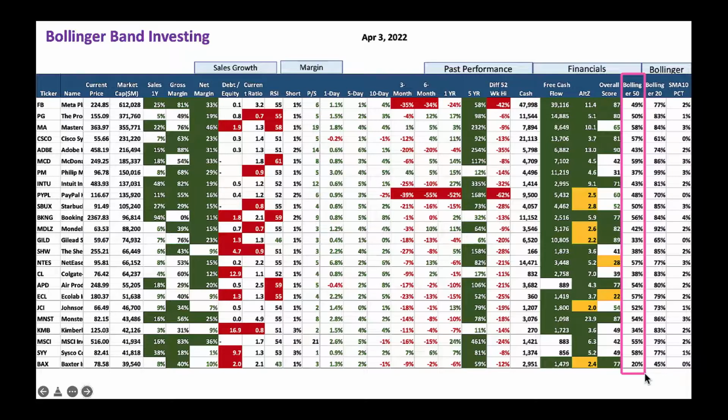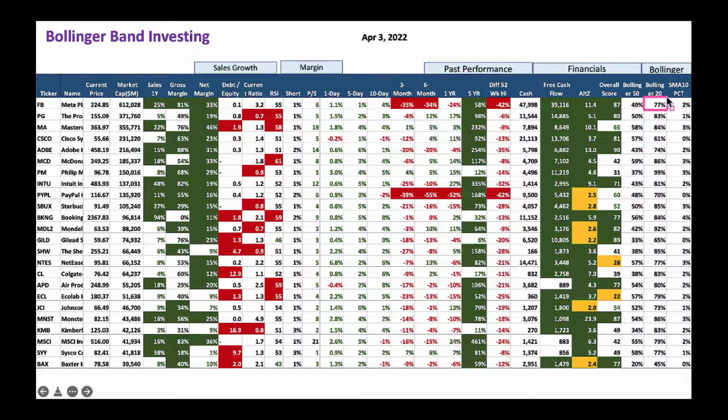And one more thing I also look at is Bollinger Band 20. See, where is it at when compared to Bollinger Band 20? Look, when it comes to Facebook or Meta, right now it's 49% when it comes to Bollinger Band 50, which means it's got 51% more to go to hit the upper band. Similarly, on Bollinger Band 20, it's 77% there. It's not quite at the upper band yet, but it's got some more room to run. So I look at such companies, and those are the good ones to invest in.